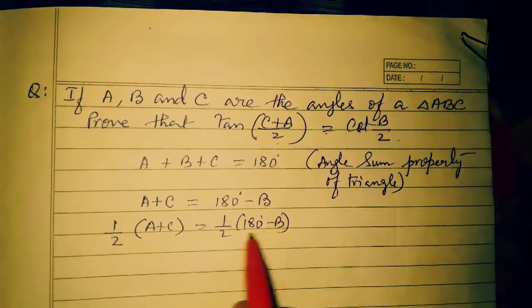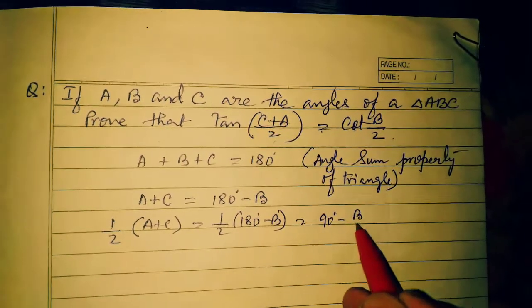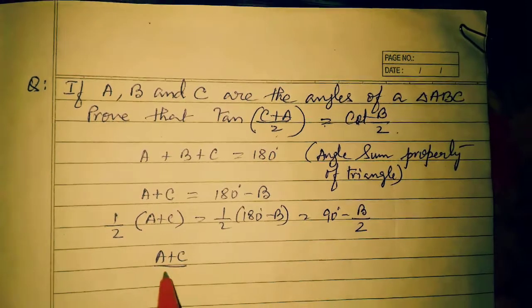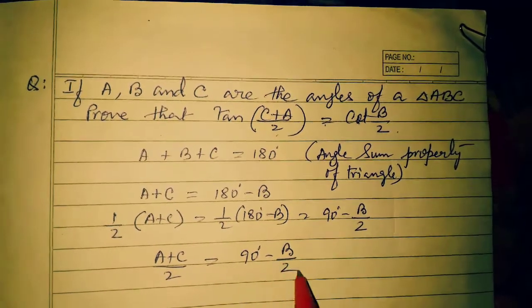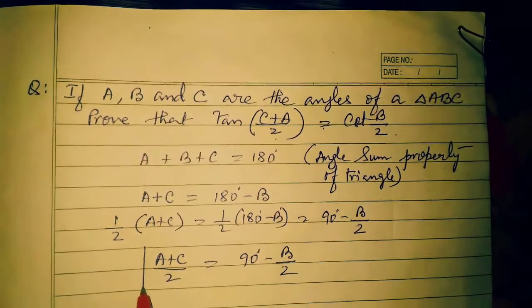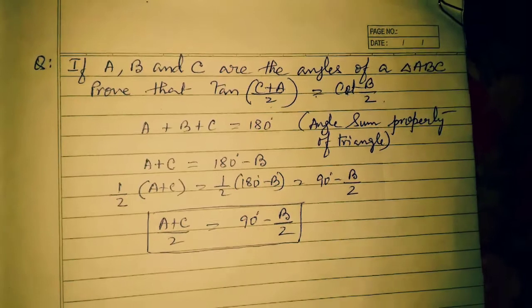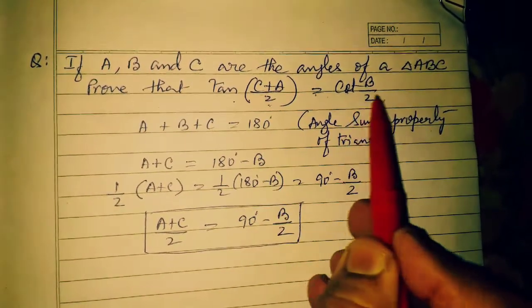So half of 180 minus B is coming, 180 by 2 is 90 degree, minus B by 2. So you can write A plus C by 2 is equals to 90 minus B by 2. Clear? This part is very, very important for solving. Now we'll see here, it is given to prove tan of C plus A by 2 is equals to cot B by 2.